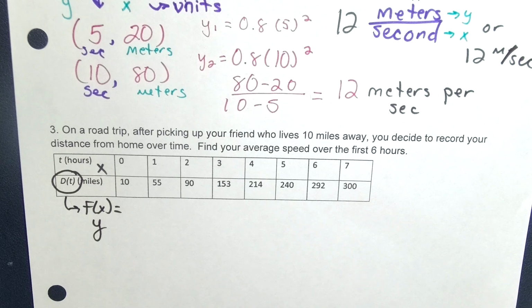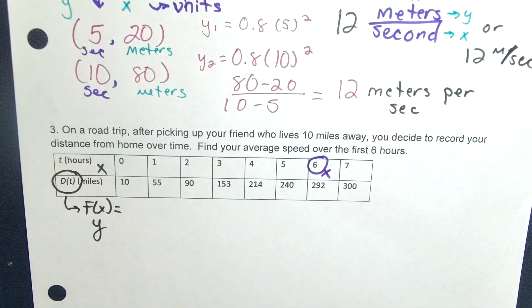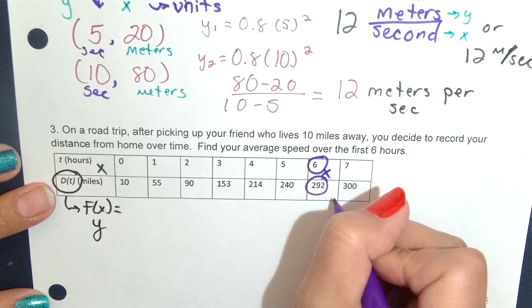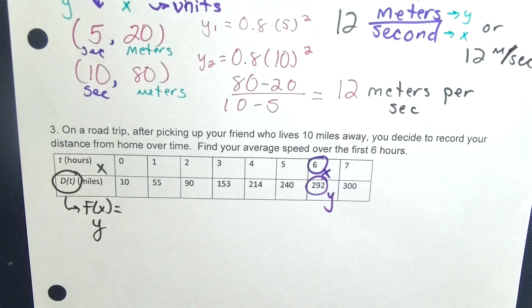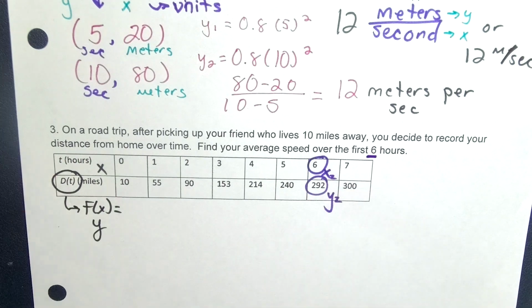Oscar, what's one x I'm looking for in this problem? 6. So here's my x. What is the y that goes with it? 292. Very good. So we'll label this x2, y2. 6 hours.